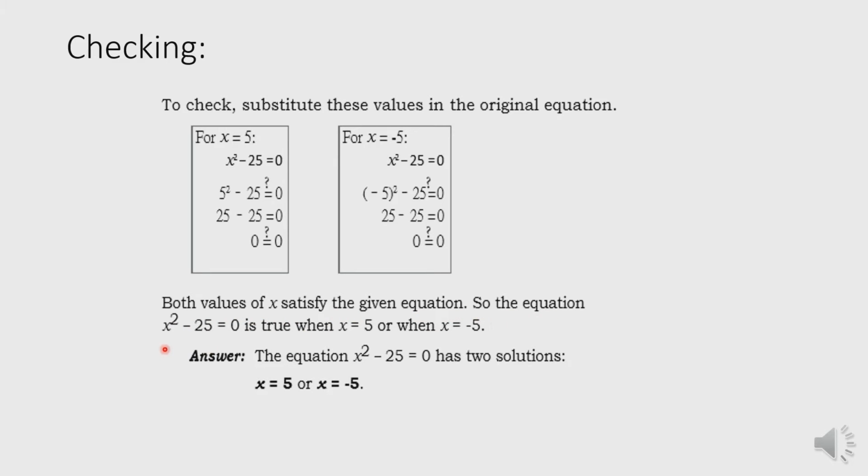So the equation x squared minus 25 is 0 is true when x is equal to 5 or when x is equal to negative 5. So the equation x squared minus 25 equals 0 has two solutions. As I said before, x sub 1 is positive 5 and the other one, x sub 2, is negative 5.